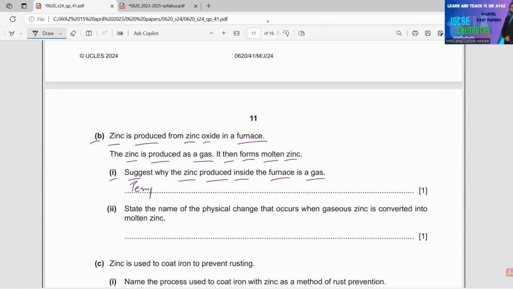Temperature above boiling point of zinc. Number two, state the name of the physical change that occurs when gaseous zinc is converted into molten zinc. So you are converting gaseous zinc into molten zinc, which means you are converting gas into liquid. So the process must be condensation.